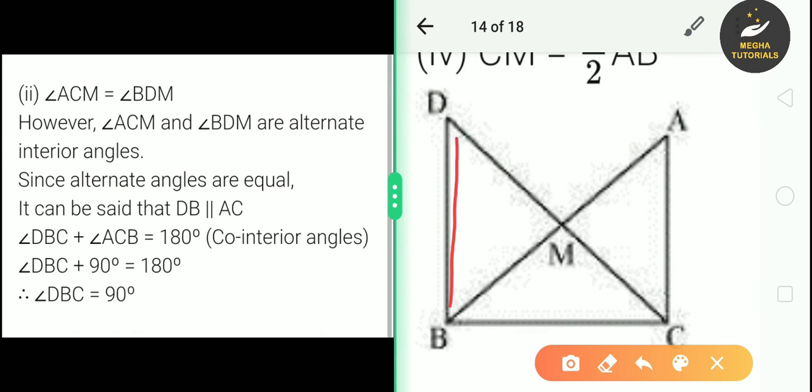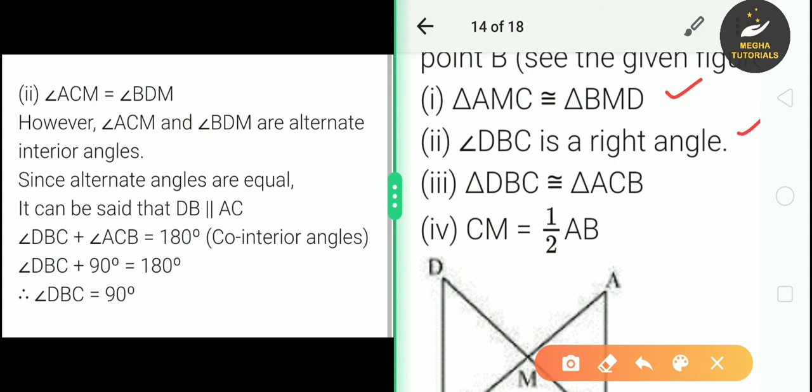Now DB and AC are parallel and consider BC as transversal. Then these two angles are co-interior angles. Therefore we can write angle DBC plus angle ACB is equal to 180 degrees, co-interior angles. We know that angle ACB is 90 degrees because ABC is right angled at C. Therefore we can write angle DBC plus 90 degrees is equal to 180 degrees. Therefore angle DBC is equal to 90 degrees. So first two proofs have been completed.